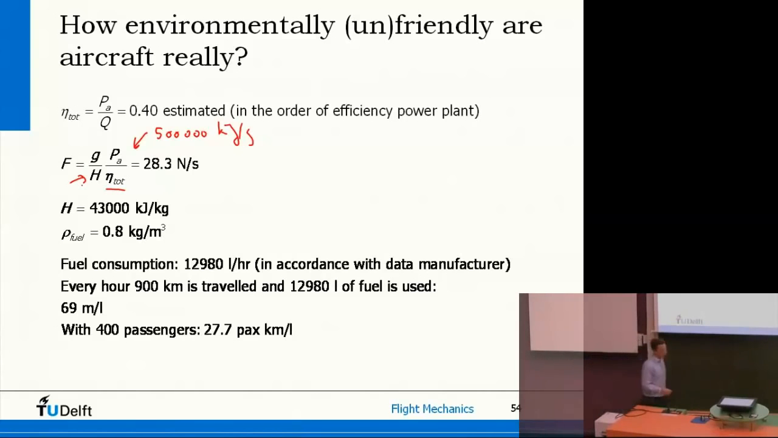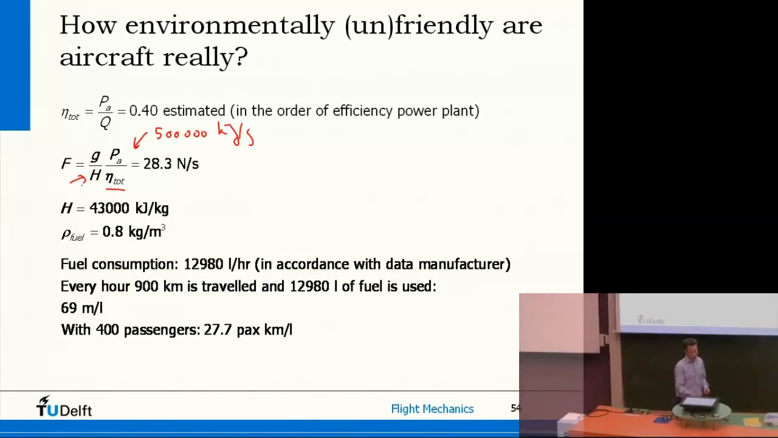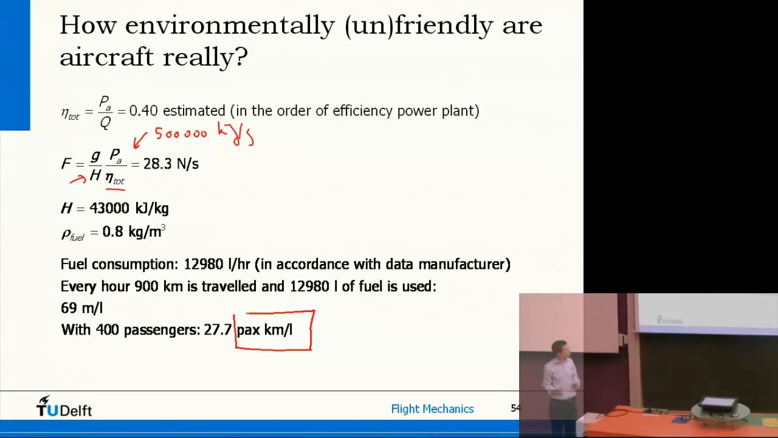Now that's a bit of a weird quantity, because of course you have lots of passengers on board. So one parameter that we typically use to compare fuel use is passenger kilometers per liter. If you can transport this aircraft over 70 meters for a liter of fuel, then if there are 400 passengers on board, you could also say, I can take 27.7 passengers, transport them over 1 kilometer, and that costs me 1 liter of fuel. And that's basically how good this aircraft is.